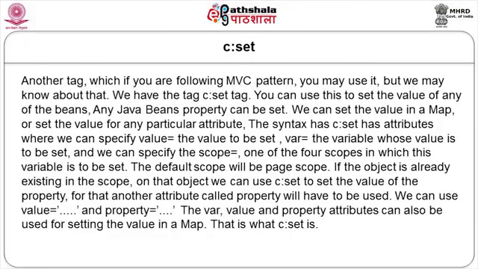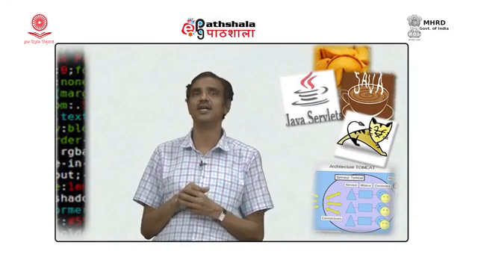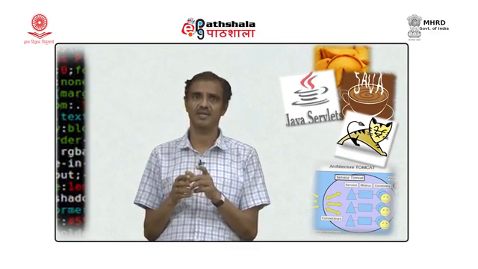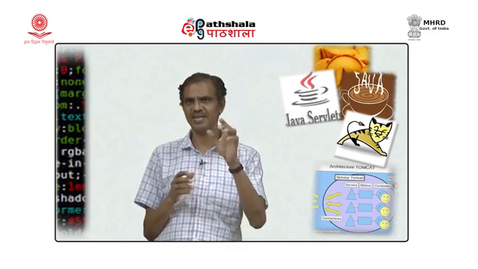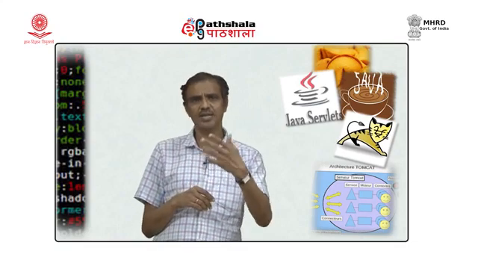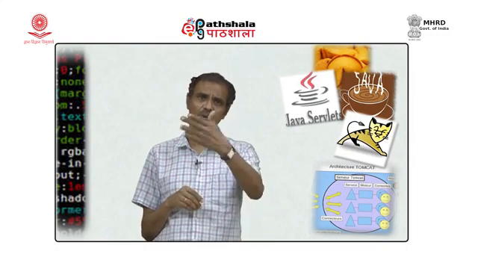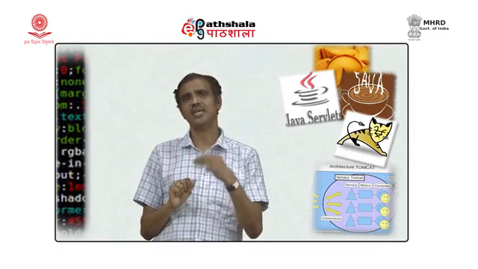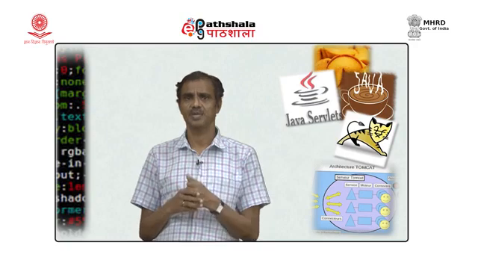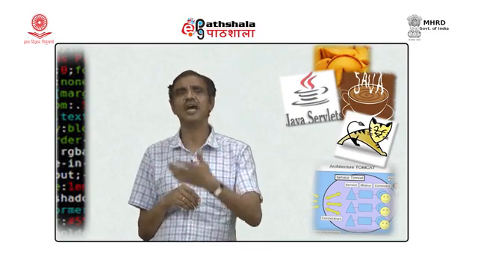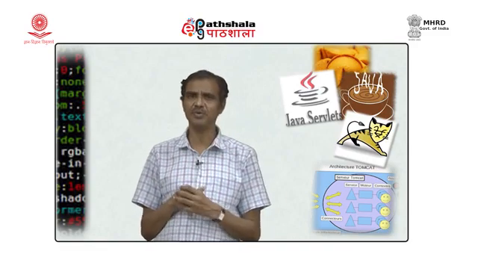Another tag, which if we are following the proper MVC pattern we may not be using, but still it is important to know about, is this tag called C:set. The C:set, set is for setting. You can use this to set the value of any of the beans; any Java bean property can be set. We can set the value in a map, or set the value for any particular attribute. We can change the value of an attribute also.